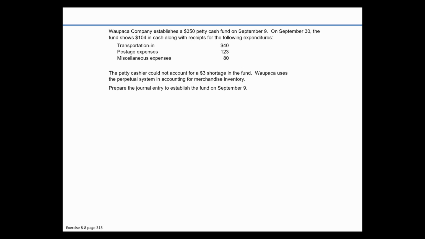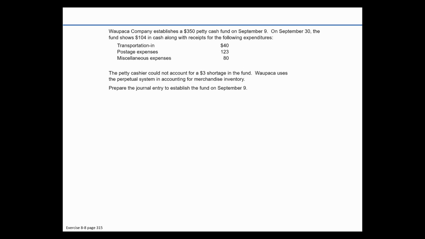So remember, when you pay out cash, you will pay out the cash for whatever it is, and then you'll have to write a receipt. The person receiving the cash will sign the receipt. They get a copy of the receipt and the cash, and you keep a copy of the receipt in the box with the cash. So transportation in of 40, postage expense of 123, and then miscellaneous expenses of 80.